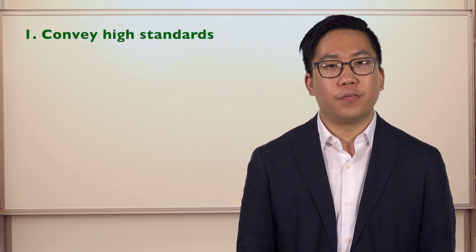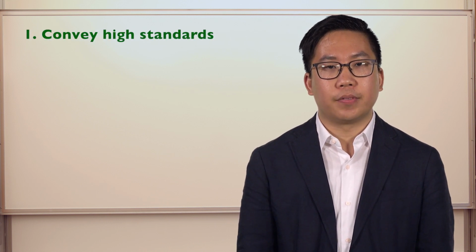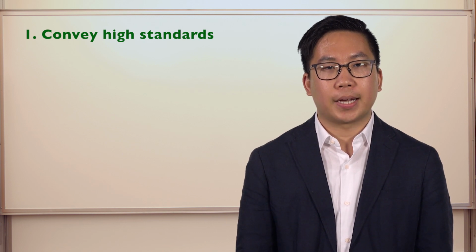To create an identity-safe environment when working with students, here are 6 things you can do. First, convey high standards and assure students of their ability to meet those standards. Teach students to view critical feedback as reflective of feedback givers' high standards and confidence in their ability to meet those standards.